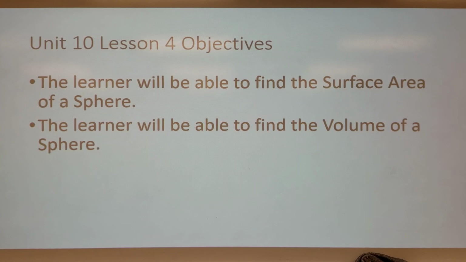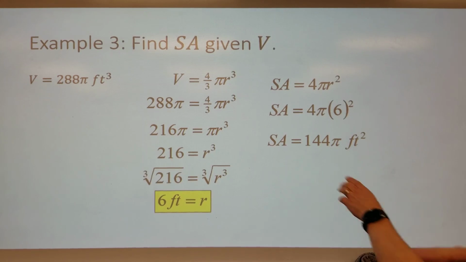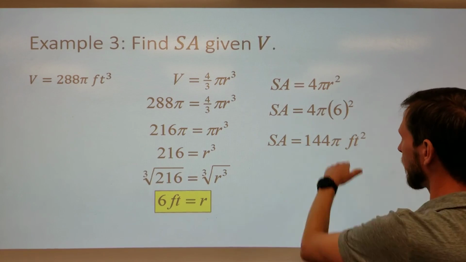All right, that is it. That is the end. Surface area of a sphere, volume of a sphere. Make sure you know those formulas of 4/3 pi r cubed for volume, 4 pi r squared for surface area.